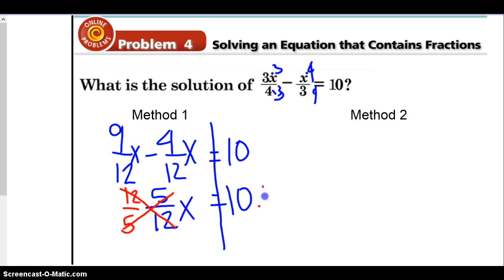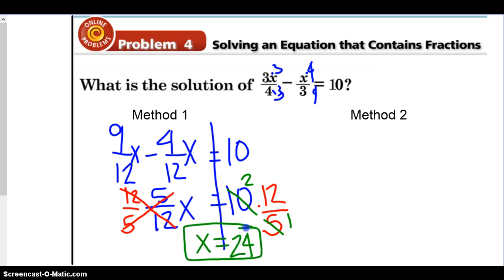And then over here, I do times 12 over 5. And if you want, look at 10 over 5 gives you 2 over 1. If you don't like that, you just go 10 times 12 divided by 5. And you still get x equals 24. I gotta tell you, that is not my favorite way.